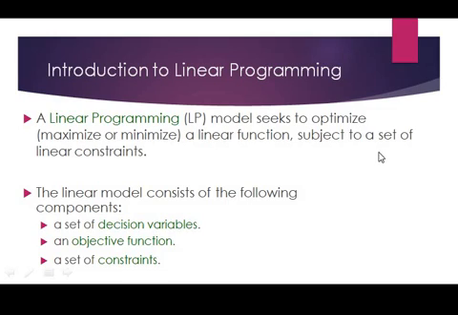A linear programming model seeks to optimize. When I say optimize, it can be either maximize or minimize. So a linear programming model seeks to optimize a linear function subject to a set of linear constraints. A linear model consists of three major components. One is decision variables, second one an objective function, and third one a set of constraints.